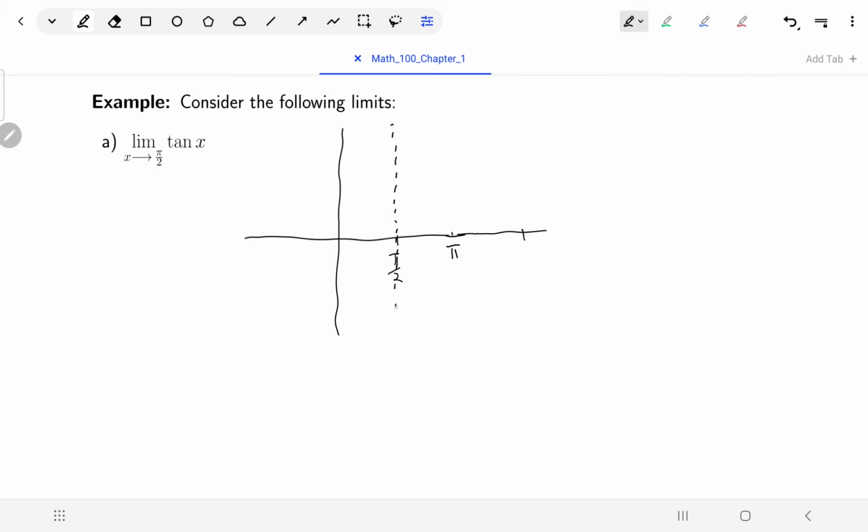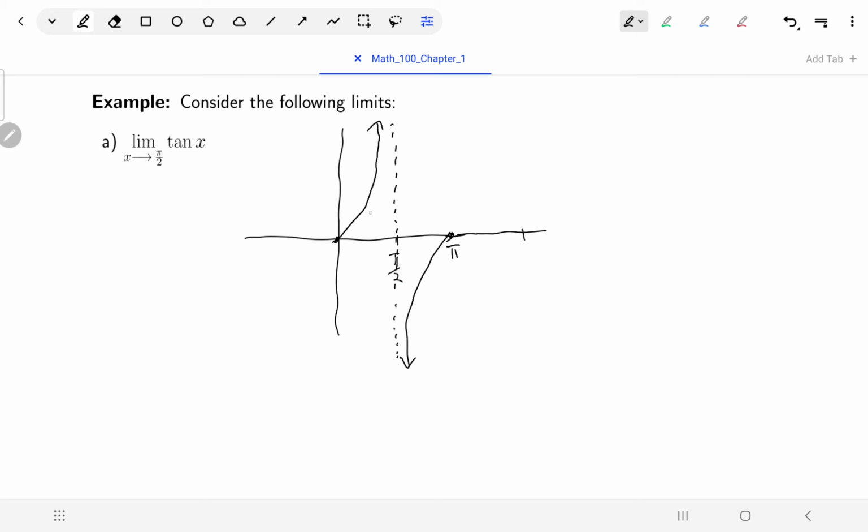So if you said, what is tangent of pi over 2? I would say nothing. However, it does have a graph to the left of pi over 2, and it does have a graph to the right of pi over 2. So here I've just drawn the part of tangent near pi over 2. And I can say that for this, the limit wouldn't exist for lots of reasons.